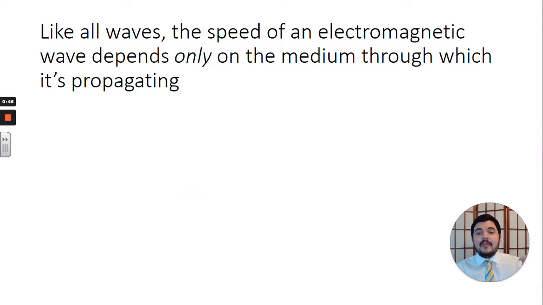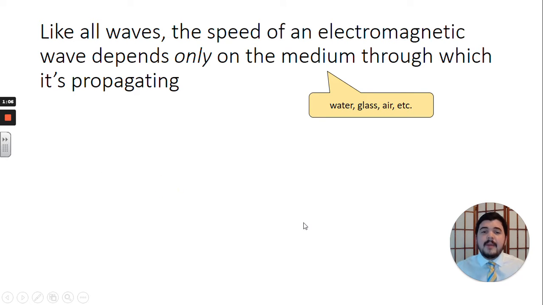In this video, we're going to talk about that wave speed a little bit more and talk about what factors affect the wave speed. So here we have it. Like all waves, the speed of an electromagnetic wave depends only on the medium through which it's propagating. That's the only thing that affects how fast the wave is moving. And by medium, I mean for light, if our light waves are passing through water or glass or air, those are the types of mediums we'll think of when light is traveling through them.